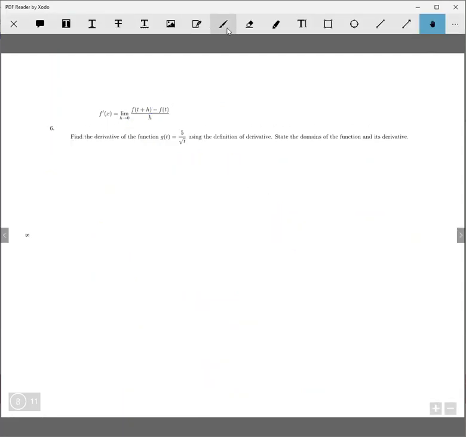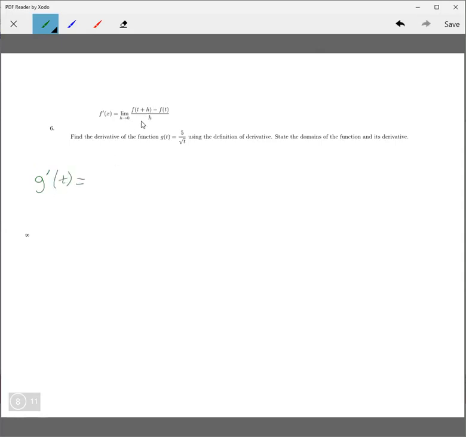Okay, let's do another one. This one's a little bit more difficult. It'll give us some more practice. So you want to find the derivative of this function using the definition of derivative, and the domains of the function and its derivative. So this is g. Now I have the formula here. Oh, this should be a t. Oops. So I have the formula, but I replaced the x's with t's. And it's just the same thing. It doesn't really matter what variable you use.